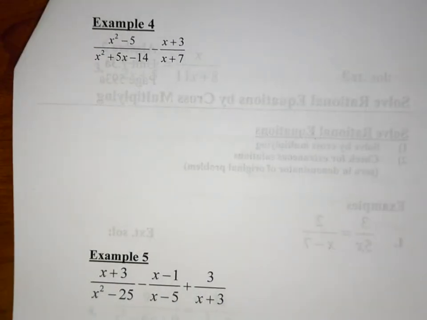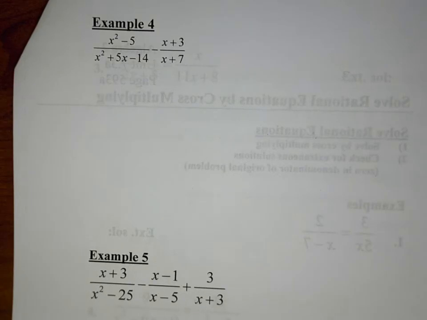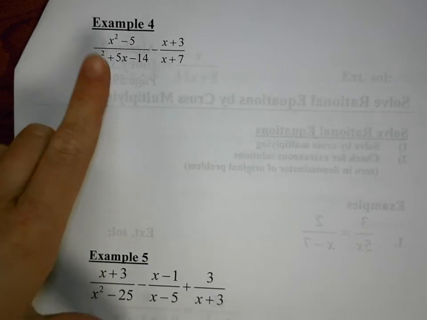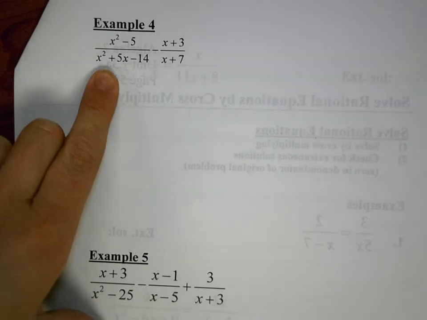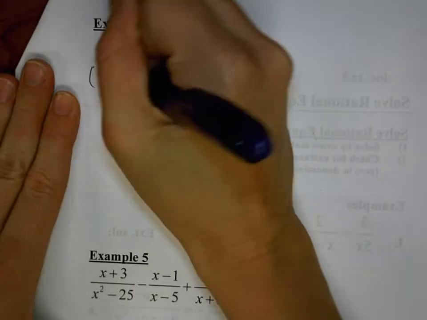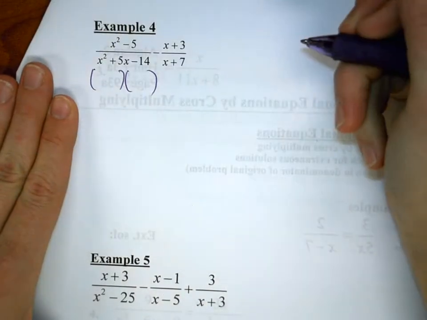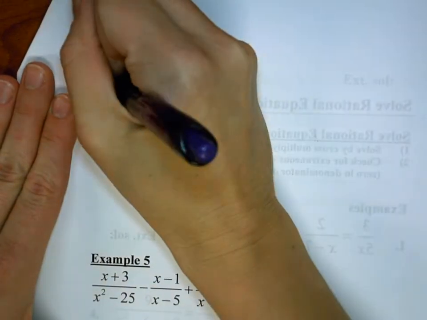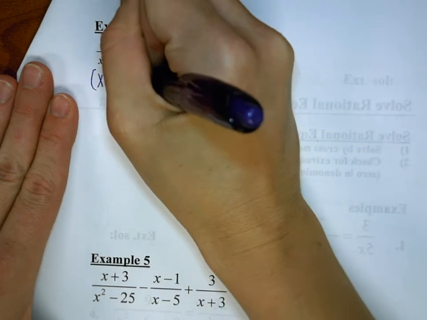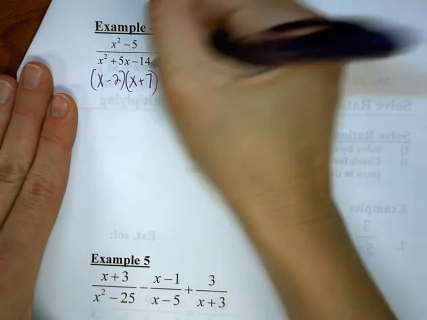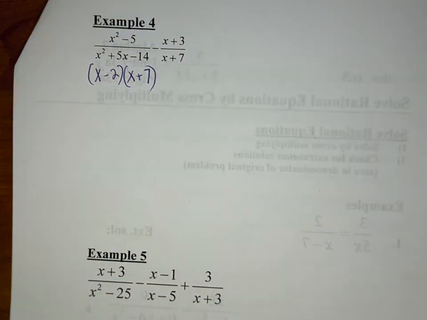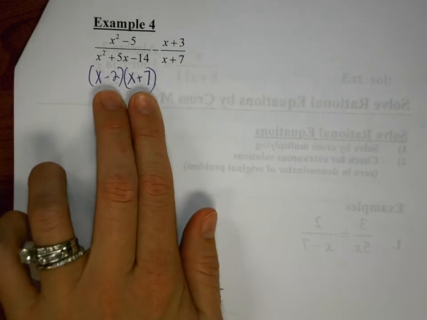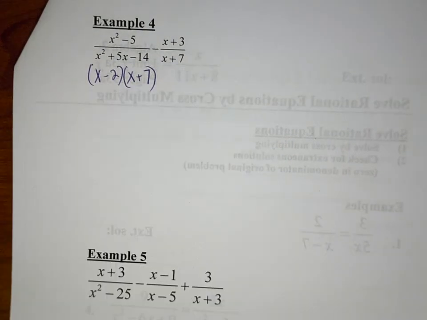Okay, example 4. What do you think we have to do first on this? Very good. So x squared plus 5x minus 14. What will this factor to be? Good job, Joey. x minus 2 and x plus 7. Okay? Those add to be positive 5, multiply to be negative 14.